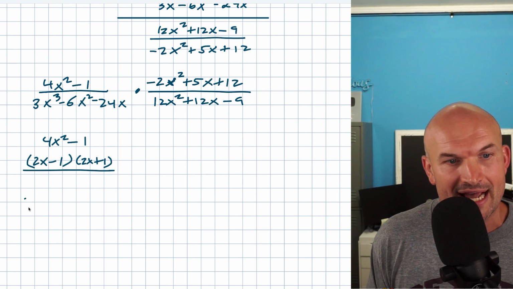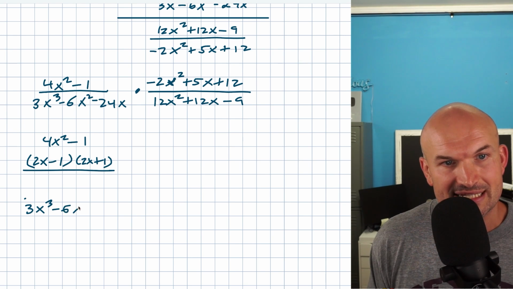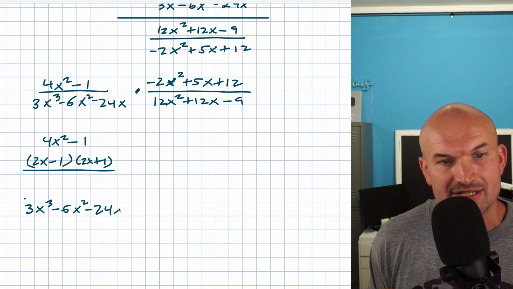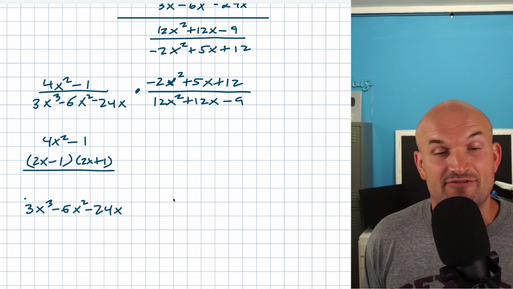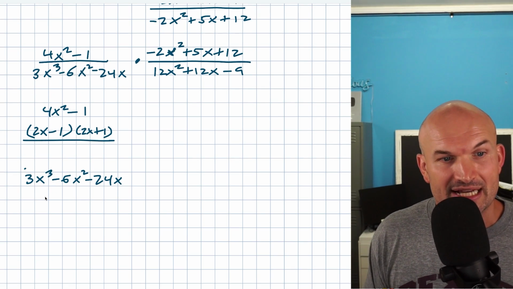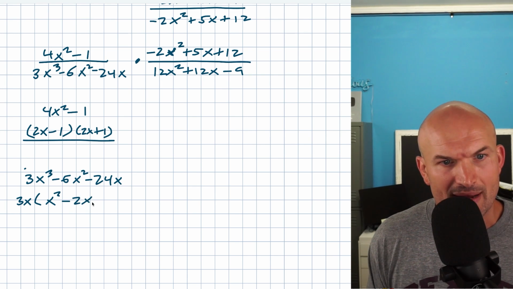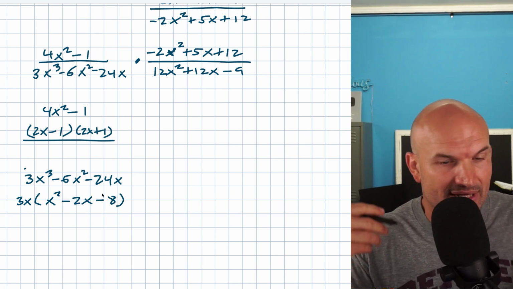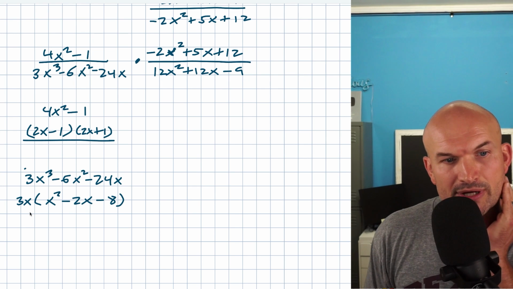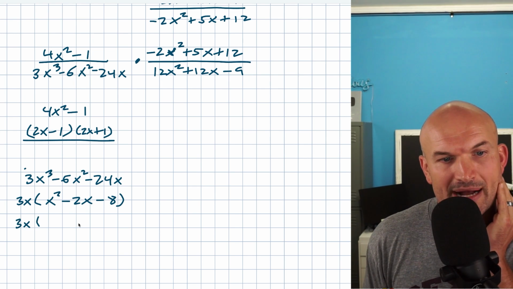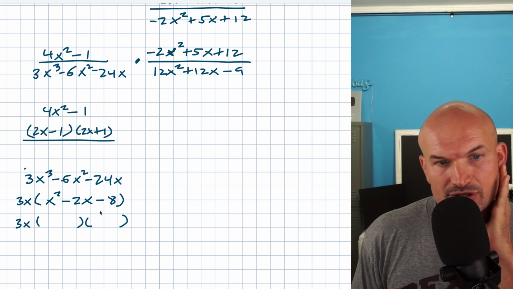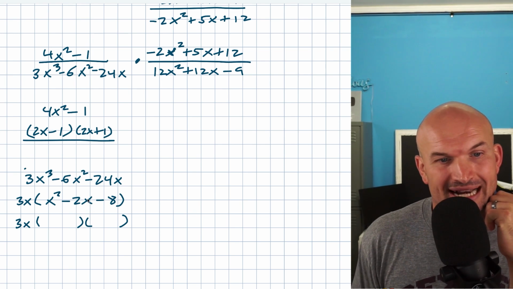Then let's take a look at the 3x cubed minus 6x squared minus 24x. First thing you always want to do is see what terms we can factor out. And it looks like I can factor out a 3 as well as an x. So when I factor out a 3x, it's going to leave us with an x squared minus 2x minus 8. Now I have a quadratic trinomial, right? Which we know we can break down into a product of two binomials. And now we just want to ask ourselves what two numbers multiply to give us -8 and add to give us -2.